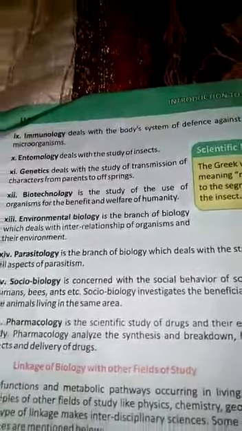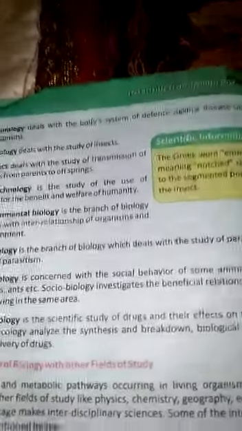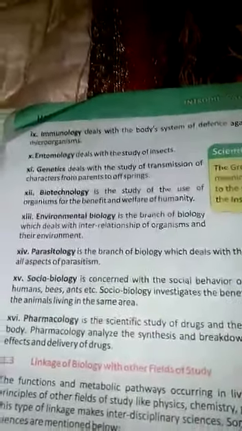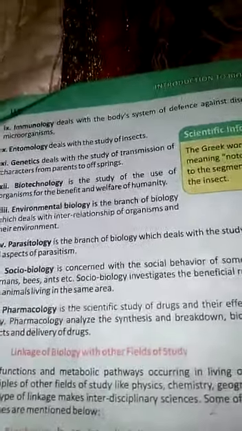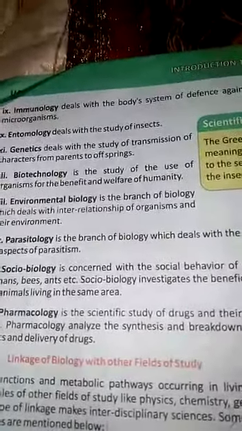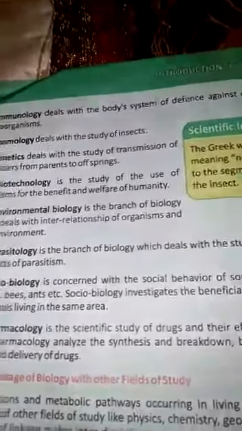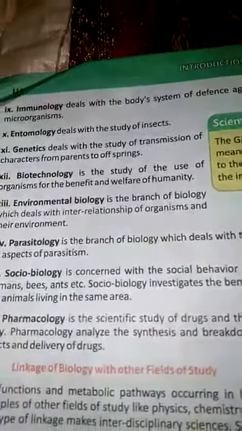Genetics. Genetics deals with the study of transmission of characters from parents to offsprings. How the different characters are transferred from one generation to the next. For example, from parents to their children, from their children to their next generation, that is studied in genetics. Biotechnology. Biotechnology is the study of the use of organisms for the benefit and welfare of humanity. Taking living things and utilizing them for the ease and benefits of humans, that is called biotechnology.